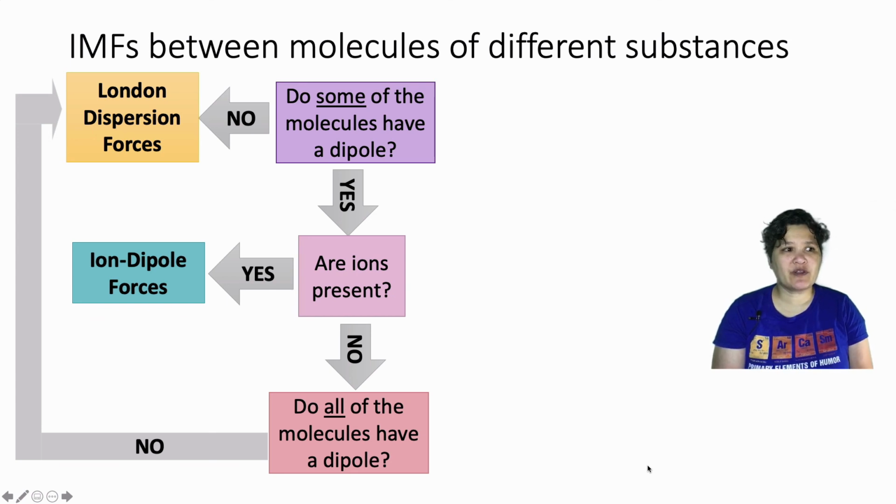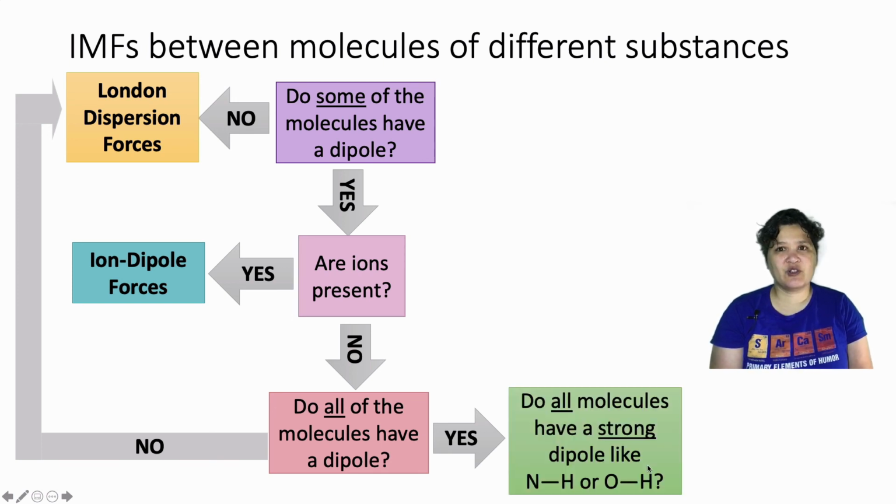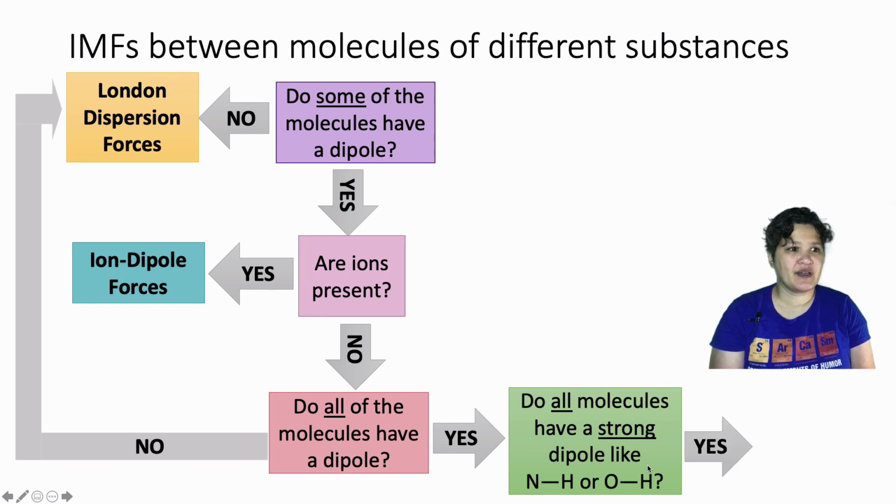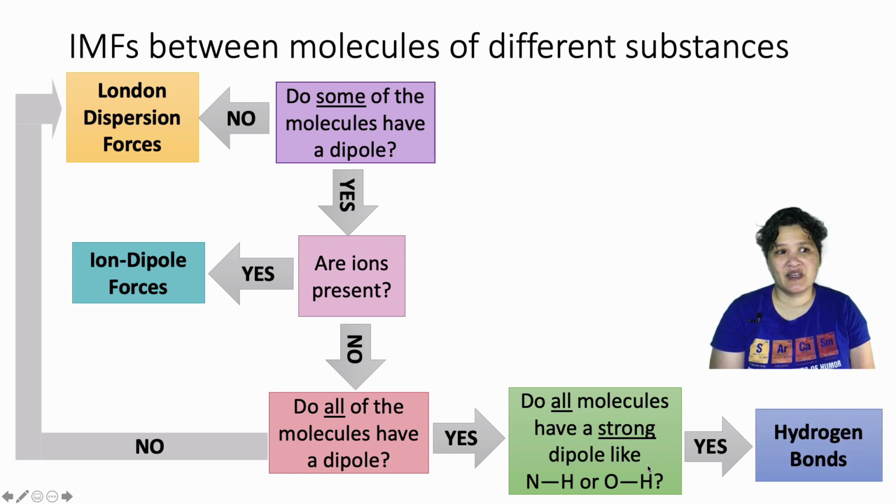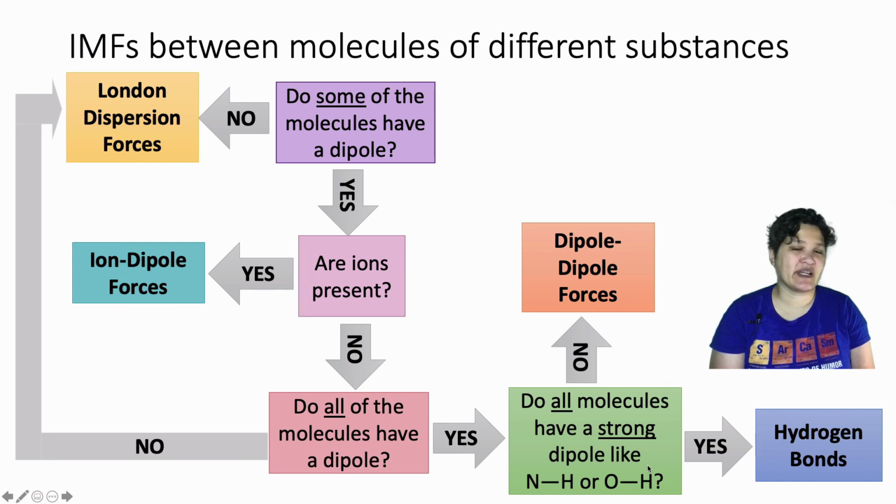What if you do end up with all the molecules having a dipole? So now we're back in familiar territory, because the next thing we're going to ask is, do all of the molecules have a strong dipole like N-H or O-H? And hopefully you know where this is going. If yes, the answer is you've got hydrogen bonds. If no, we're left with dipole-dipole forces.